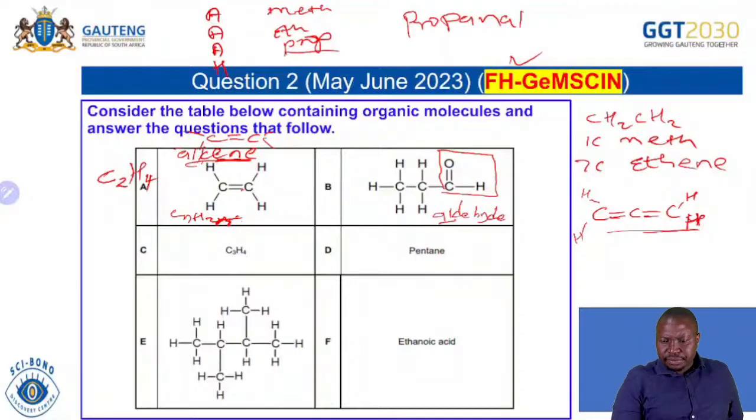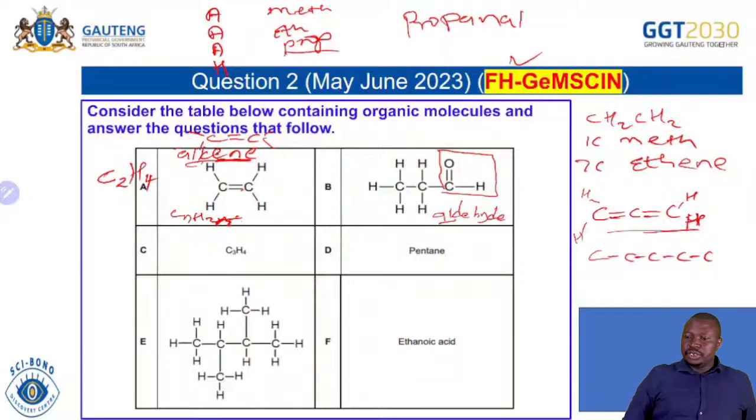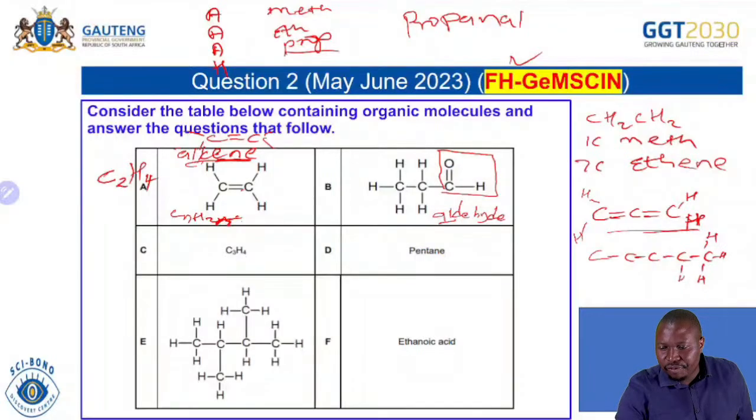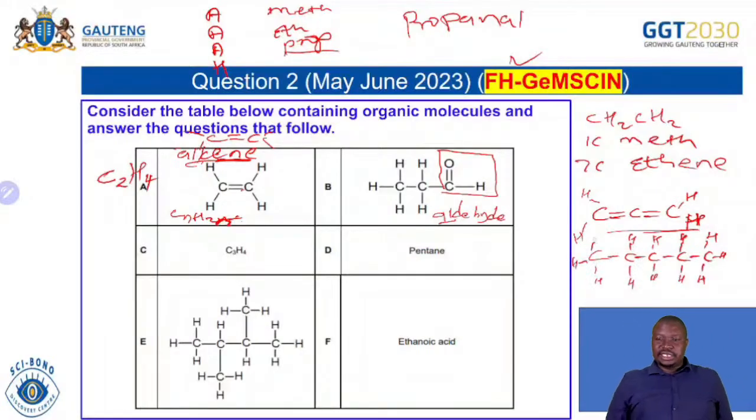Let's go to number D, where we have pentane. Pentane now we are saying is 5 carbons. So you will have 1, 2, 3, 4, 5 carbons. Then you must be able to draw all the hydrogens. Remember, each carbon must have 4 bonds around it. So always count the number of bonds around each carbon, because if you have drawn a structural formula, you must always check that.